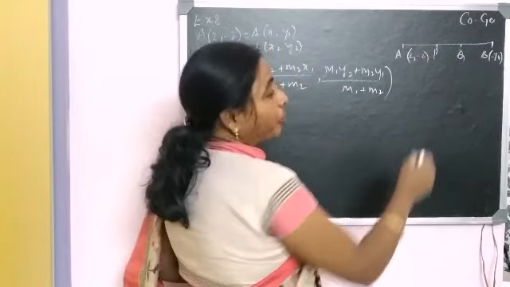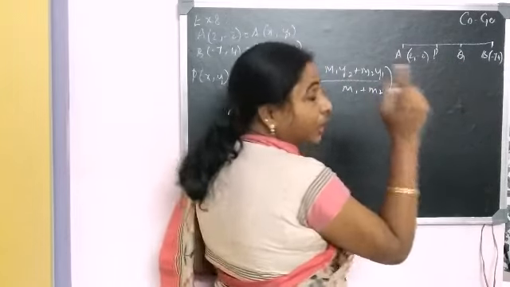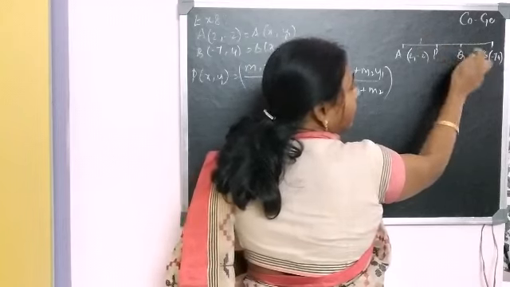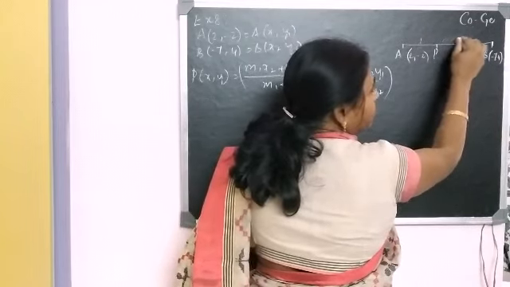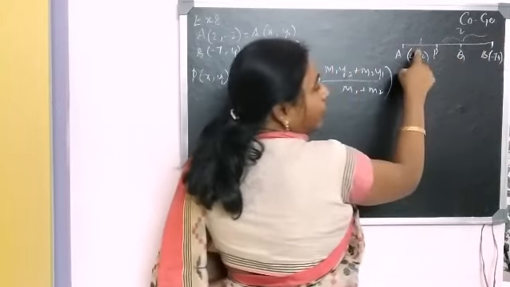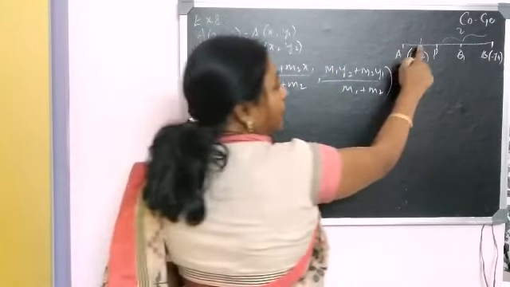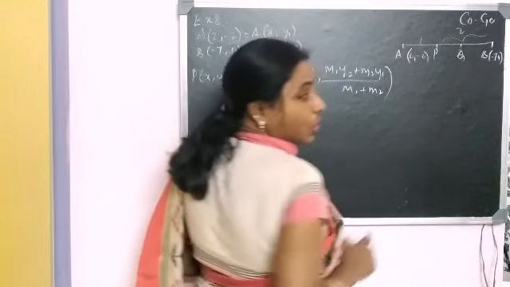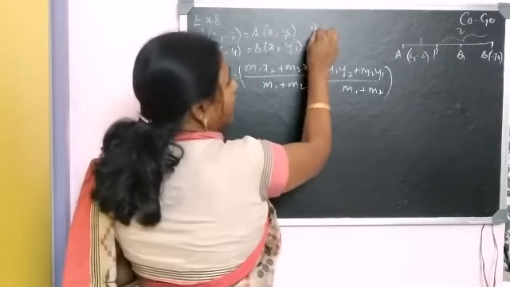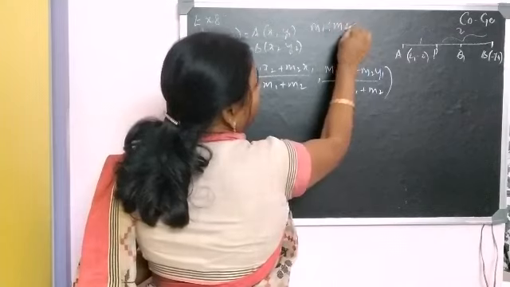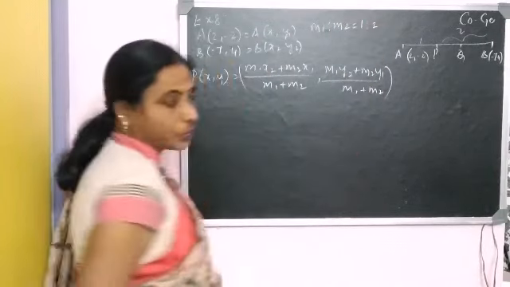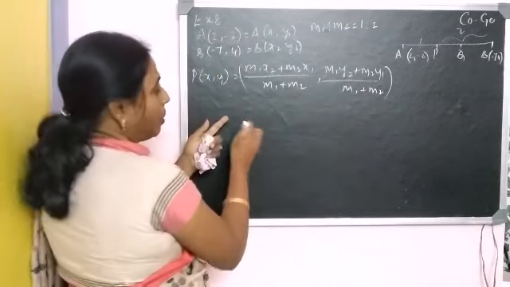Now, if you have to find out the point P, that is the coordinates of P, then this is 1 part. 1 plus 1, 2 parts. So, this becomes 2 parts whenever you have to find out P. Now, m1 is 1, m2 is 2 here. Therefore, m1:m2 here is 1:2. Let us substitute the values. I have taken the formula here.